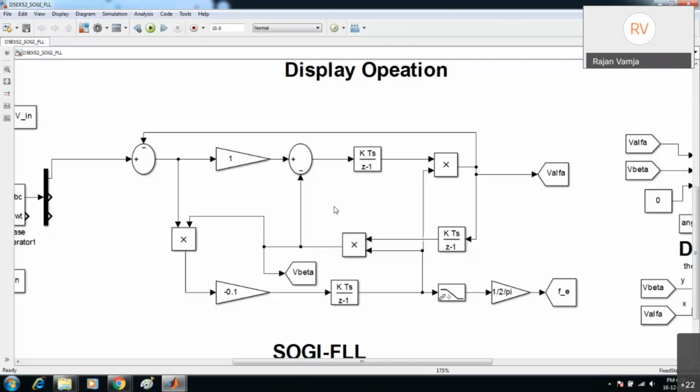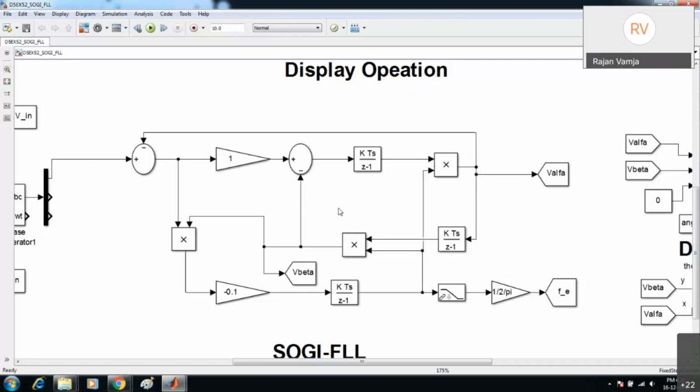The rest is the theory related to it. This algorithm is very powerful and it significantly reduces the number of sensors required in the implementation, and it gives a fast dynamic response compared to SRF PLL, which we observed when we were implementing. This was the only major thing. The rest is only the estimation of V alpha and V beta, which we will do here.